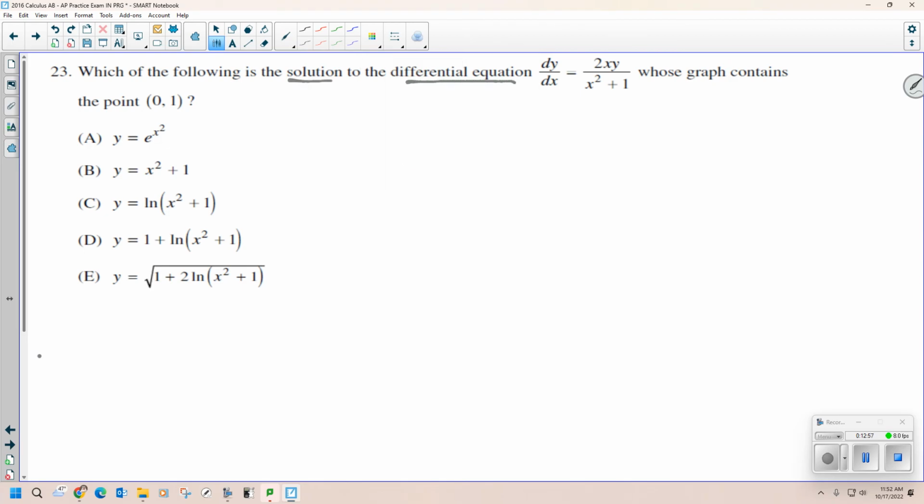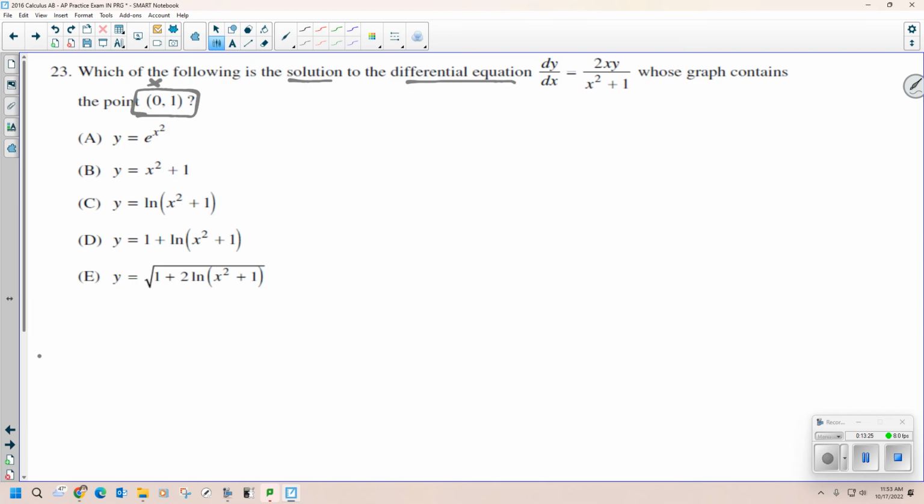Solution to the differential equation, that tells me I have separable differential equations. I'm going to get my y on the side with dy, and I'm going to get all my x's on the side with dx, then integrate. But none of these answers have a plus c in it. When I integrate, I don't have bounds. I'm going to need plus c, unless they give me an initial condition where I can solve for c.